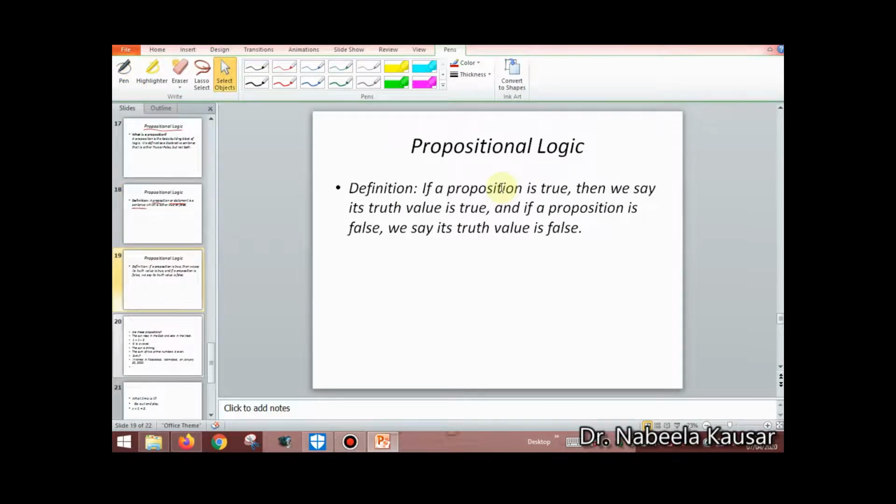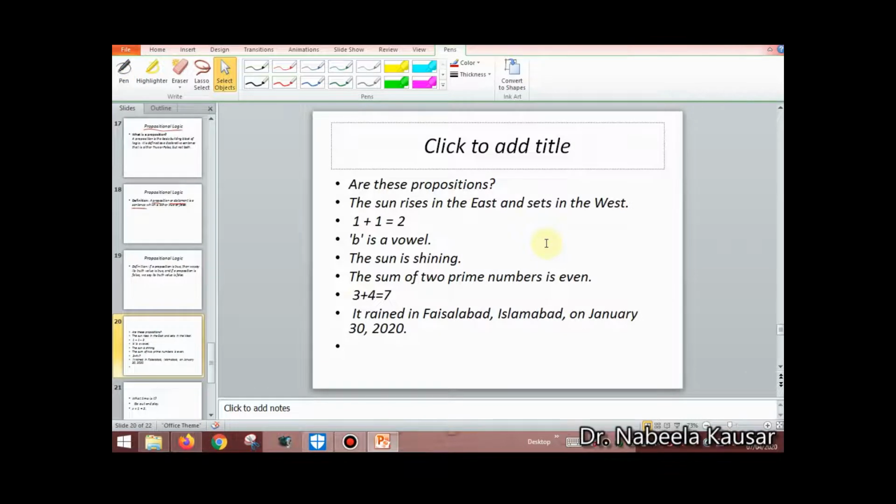A third definition of a proposition is: if a proposition is true, then we say its truth value is true, and if a proposition is false, we say that its truth value is false. So if the value of that statement or sentence is true, we say its truth value is true, otherwise its truth value is false. Now we will take some examples of propositions.